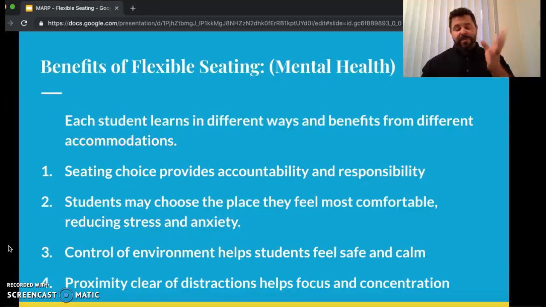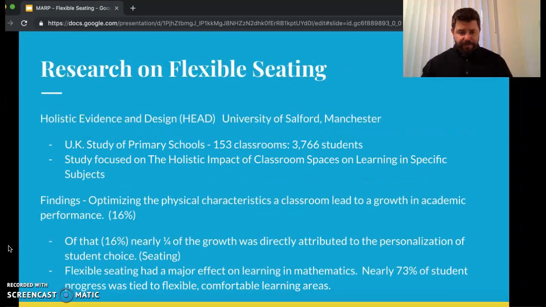And specifically with math, which we touched on in the study, the reduction of anxiety based upon the physical environment is huge for math. There's so much performance anxiety tied to math. So really flexible seating helps that.